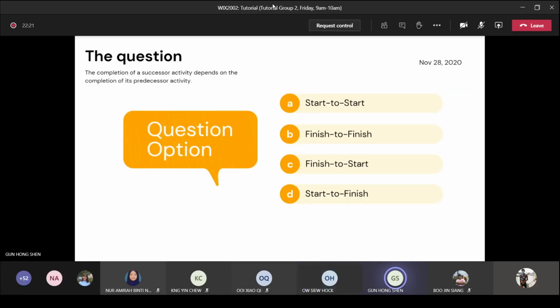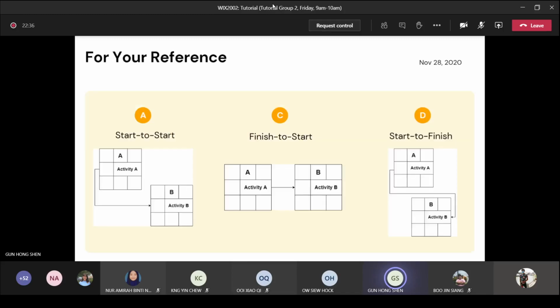So back to the question. It shows us four options. Just now the diagram already shows us the answer. Basically the answer will be B, finish to finish. And if you're wondering why, these are the answers: A, start to start; C, finish to start; and D, start to finish. This is the diagram for them.